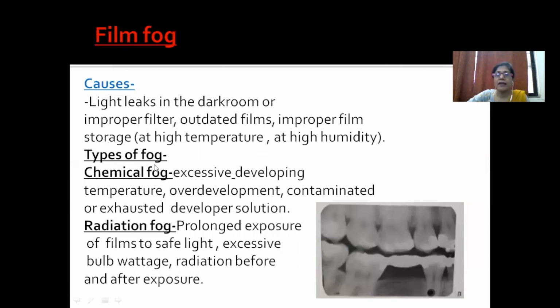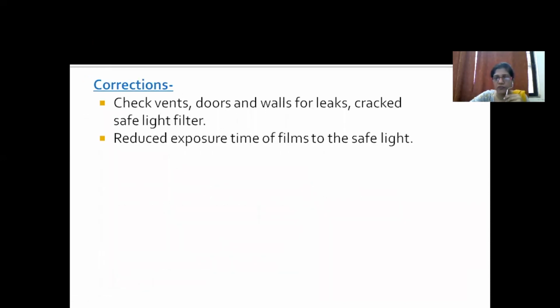Film fog: light leak into the darkroom or improper filter, outdated film, improper film storage at a high temperature or high humidity level will lead to film fog. That is this black discoloration. Now, types of film fog: it might be chemical fog, it might be radiation fog. Chemical fog: temperature, overdevelopment, contaminated or exhausted developer will lead to chemical fog. And radiation fog: when it is exposed for a prolonged time or to a safe light or excessive bulb wattage, radiation before and after exposure may lead to film fog.